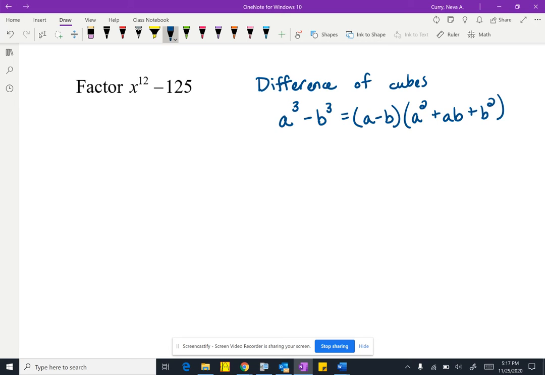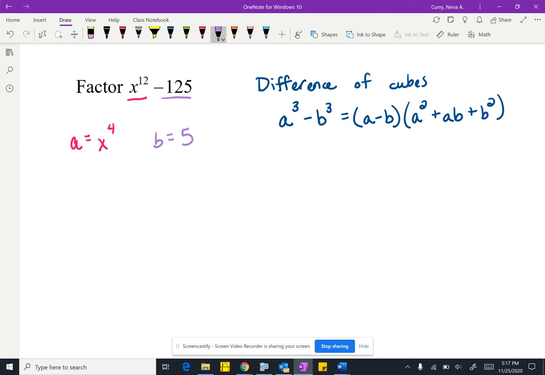Well, if we look at x to the 12th minus 125, let's identify our a. So we could say our a is going to be the cube root of this, which turns out to be x to the 4th. When you're taking the cube root of an exponent, you're dividing it by 3, so we end up with x to the 4th. Now, our b value, the cube root of 125, is 5. And so that's our a and our b.